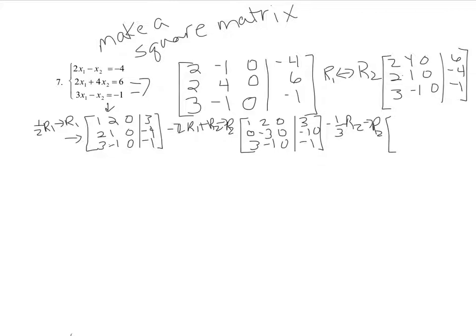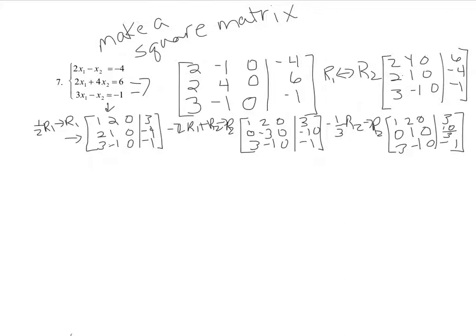Okay. 1, 2, 0, 3 on the top row. If I multiply everything in the second row by negative 1/3, I have 0, 1, 0. Now if I multiply a negative 10 times a negative 1/3, I will get a fraction, and it's going to be a positive 10/3. And that's okay. Fractions are going to be unavoidable at some point in here, most likely. Bottom row, 3, negative 1, 0, negative 1.